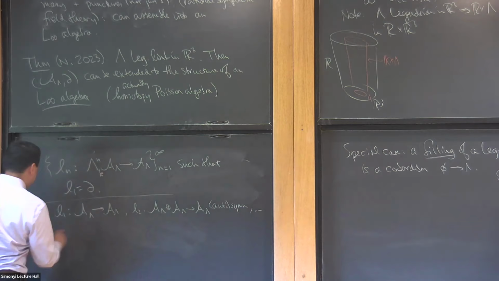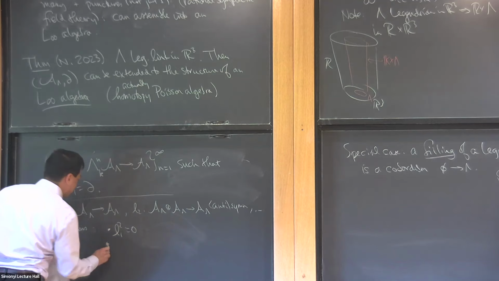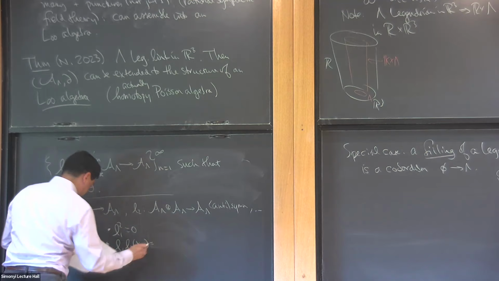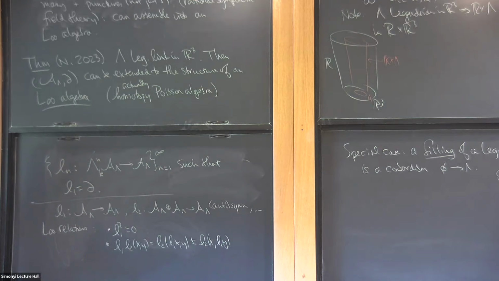So the L infinity relations: the first one is just that L1 is actually a differential, so L1 squared is zero. The next one is that L1 is a derivation with respect to L2. Then there's a sign, L2 of x, L1. This is really just the derivation property. And then the next one is the Jacobi identity up to homotopy.